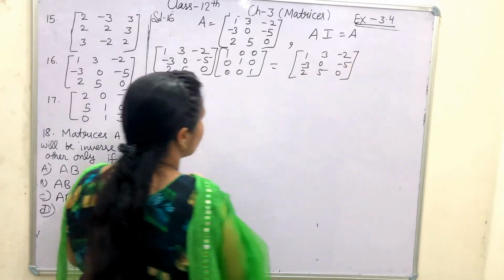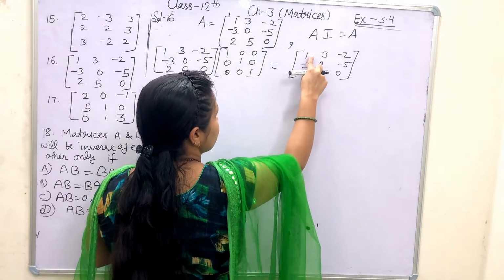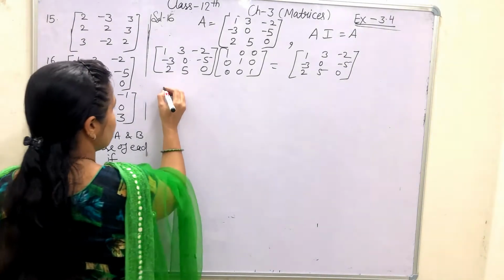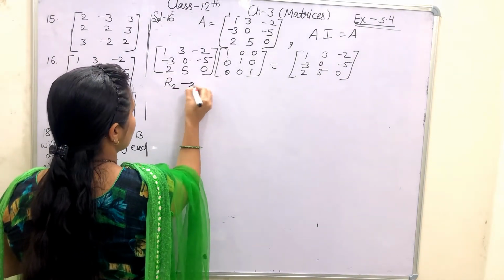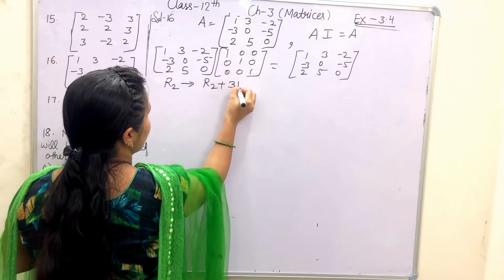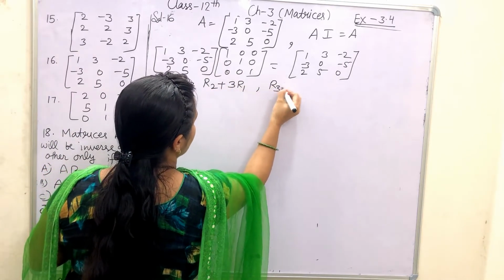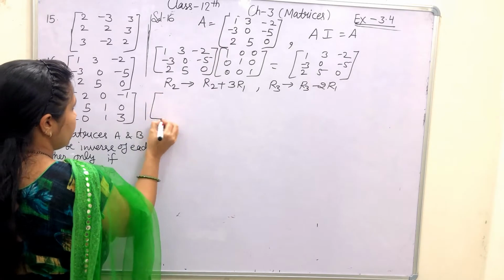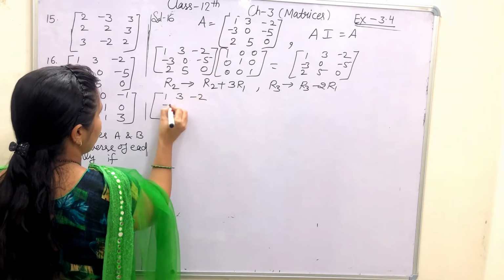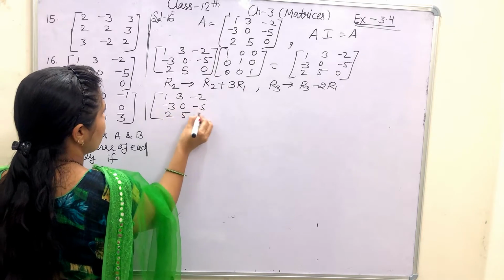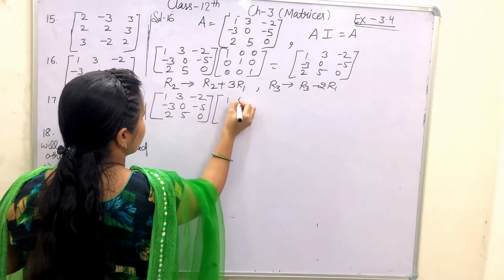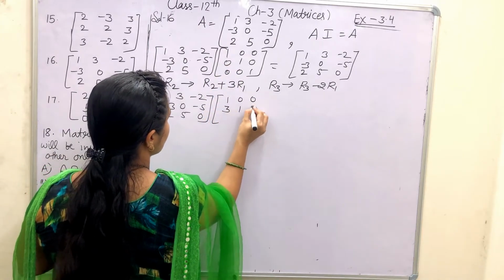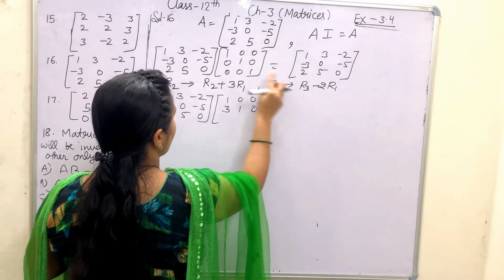We know that we have to make our first A11 entry as 1, and A21 and A31 as 0 with the help of the A11 entry. So we do R2 plus 3R1 and R3 as R3 minus 2R1. We apply two operations here. Minus 3, 0, minus 5, 2, 5, 0, and 1, 0, 0. R2 plus 3R1: 3, 1, 0. R3 minus 2R1.